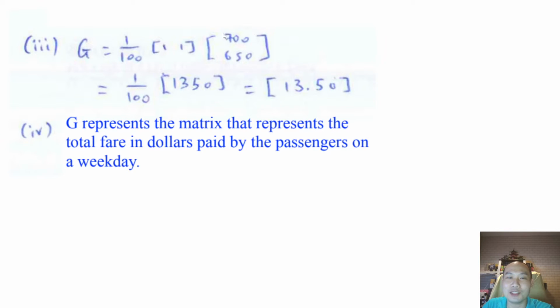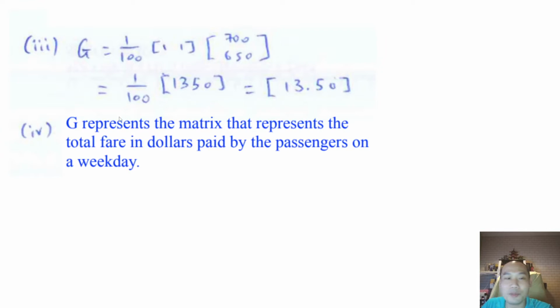Basically, it's adding up these two together. So this is the fare for the morning, fare for the afternoon. But by multiplying this together, we get the fare for the whole day, right? Both morning and afternoon, which is 1350. And then after that, times 1 over 100, you get 13.5.